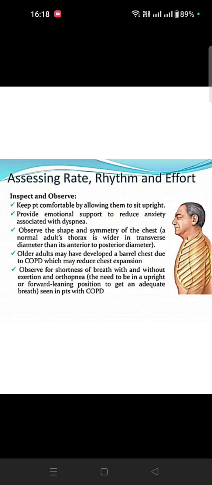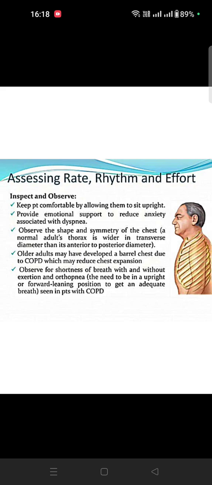So how do we assess the rate and rhythm? Keep the patient in a comfortable position, an upright position, or sitting at 90 degrees. Provide emotional support to reduce the anxiety associated with the dyspnea. Observe the patient's chest movement, shape, and symmetry. In an adult, the thorax has a wide transverse diameter relative to the anterior and posterior. In an older adult, it develops into a barrel chest for COPD patients.